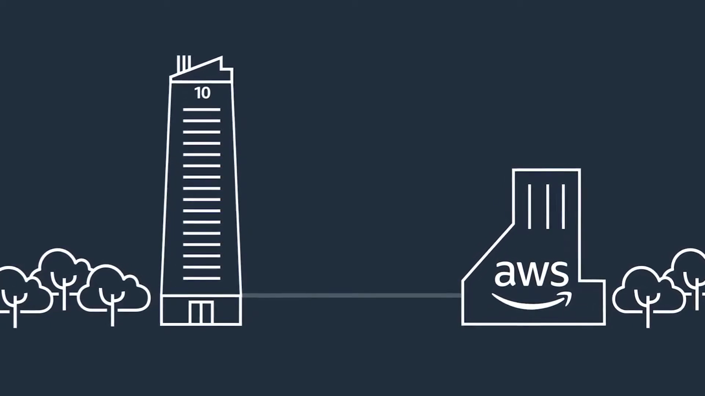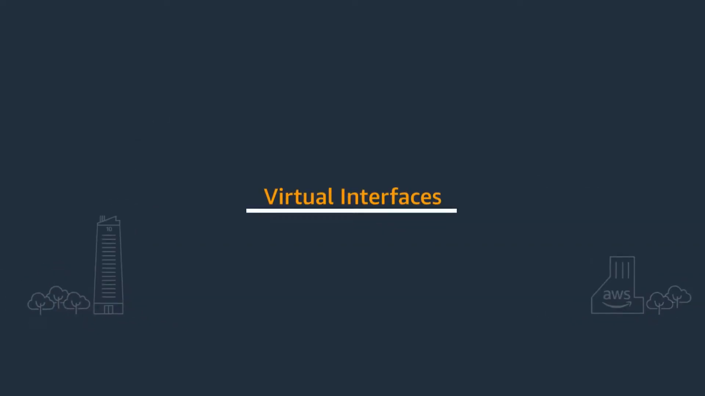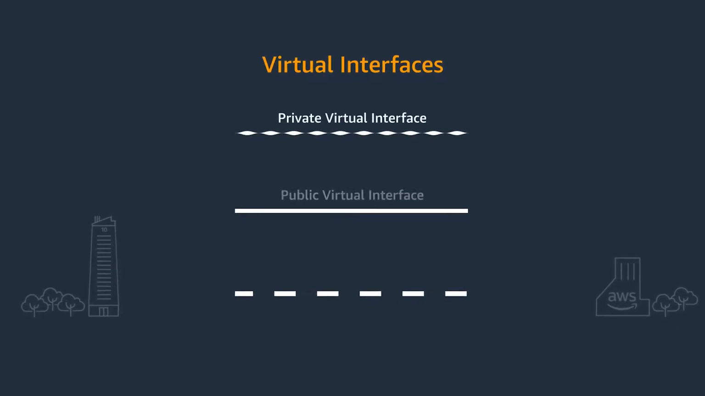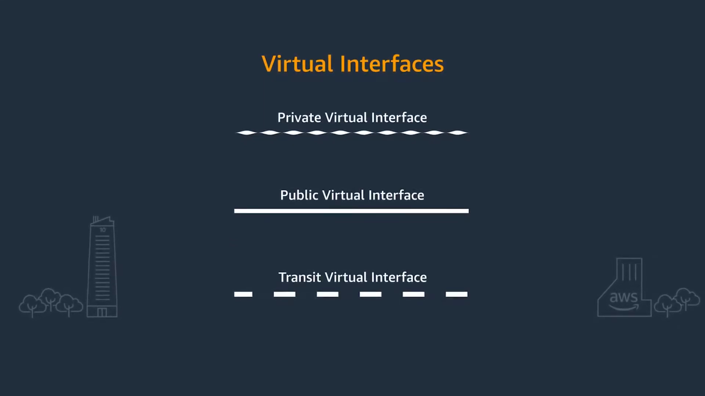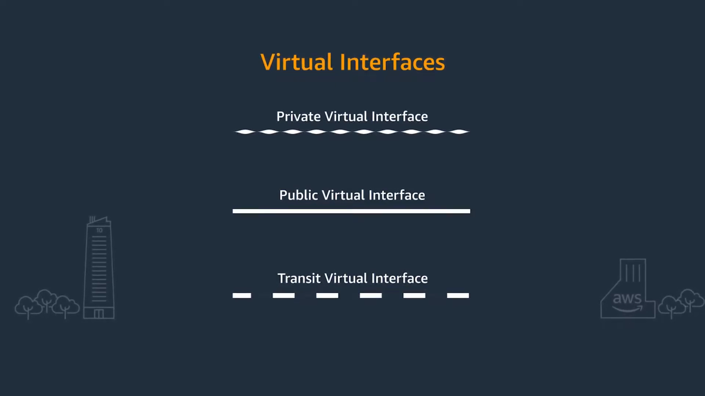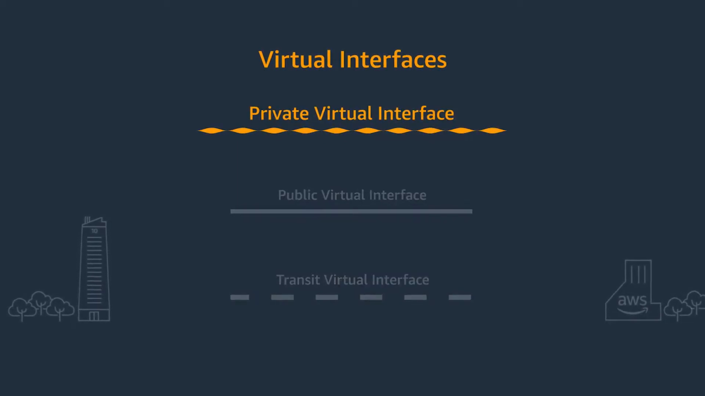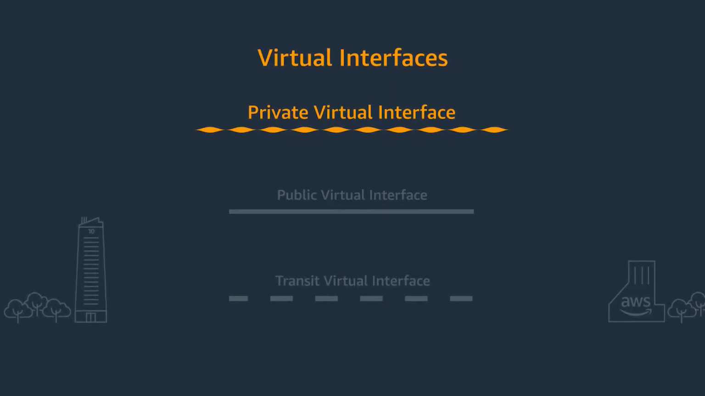The next step in the process is to configure the virtual interface for your Direct Connect connection. AWS supports 3 types of virtual interfaces: private, public, and transit. The choices you made earlier for a public or private BGP and ASN will determine which of the 3 interfaces are available to you at this time. Choosing a private virtual interface lets you connect to all virtual private cloud, or VPC, resources within the private IP space in your AWS environment.